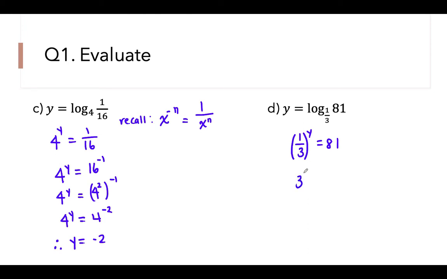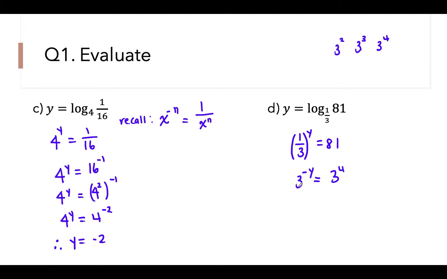So it's 3 to the negative y, so negative times y is negative y, equals, can I change 81 to a base of 3? If you are not sure, you could use a calculator: punch in 3 to the 2, 3 to the 3, 3 to the 4, and see if you get 81. And you will notice that 3 to the 4 gives me 81.